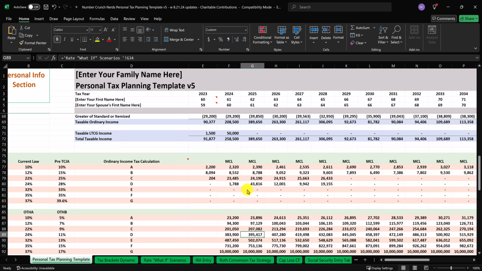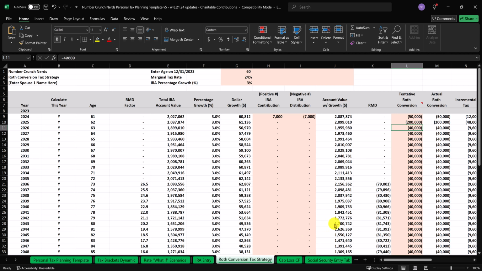But let's say that I actually want to convert 225 for other reasons. I've looked at my future RMDs, I've looked at my future income projections. I've looked at what brackets I might be in after I reach age 73, and I've decided I really do want to do 225 this year for whatever other reasons.